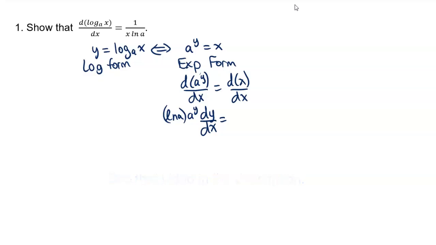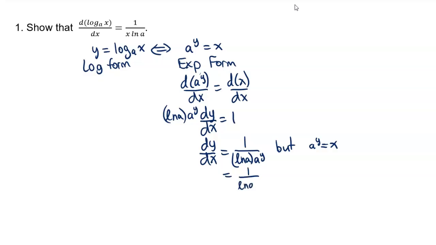Now on the right side, I have the derivative of x with respect to x. Well, that's just 1. So now I'm going to divide both sides by ln a times a to the y. This gives me the derivative of y with respect to x is equal to 1 over ln of a times a to the y. But it's worth noting here that a to the y is equal to x. That's what we said earlier on in the video. So I can rewrite this as 1 over ln a times x.